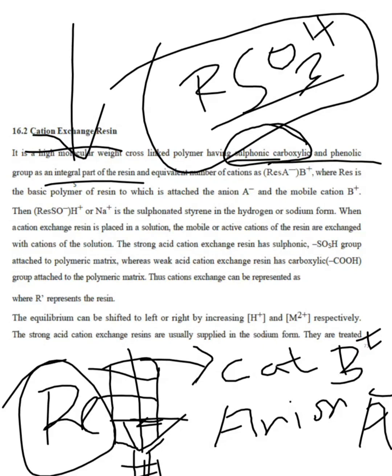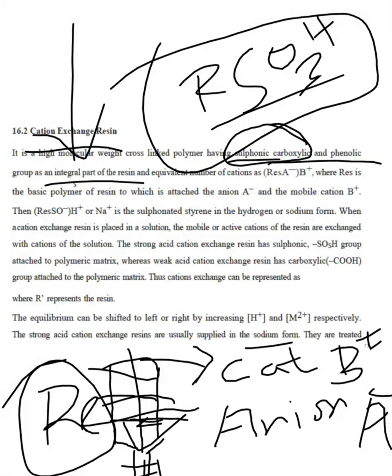So the strong acid cation exchange resins are usually supplied in the sodium form, or can be converted into the hydrogen form using hydrochloric acid. So by using strong acid versus weak base, or strong base versus weak acid, in the cation exchange the positive charge will be exchanged with the resin, which is in the mobile phase, and it is separated.